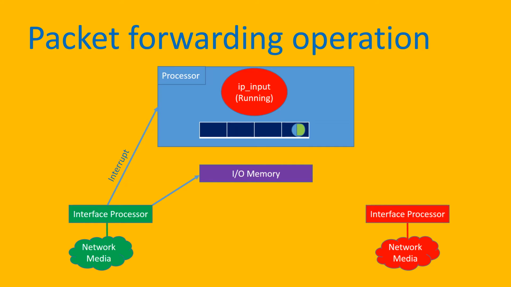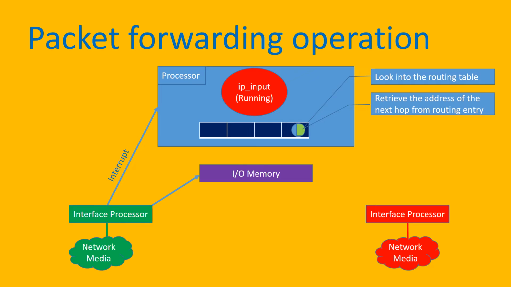Now the actual packet forwarding operation begins. Here all the decisions are made to direct the received packet to the final destination. First of all, the IP input process will look into the routing table to see if there are any route entries to the final destination. If one is found, it will retrieve the address of the next hop from the routing table entries.